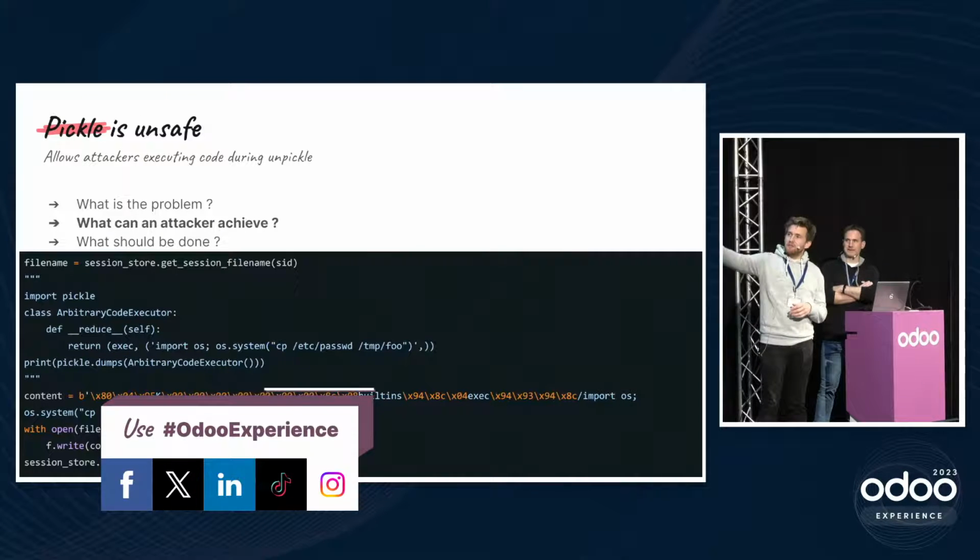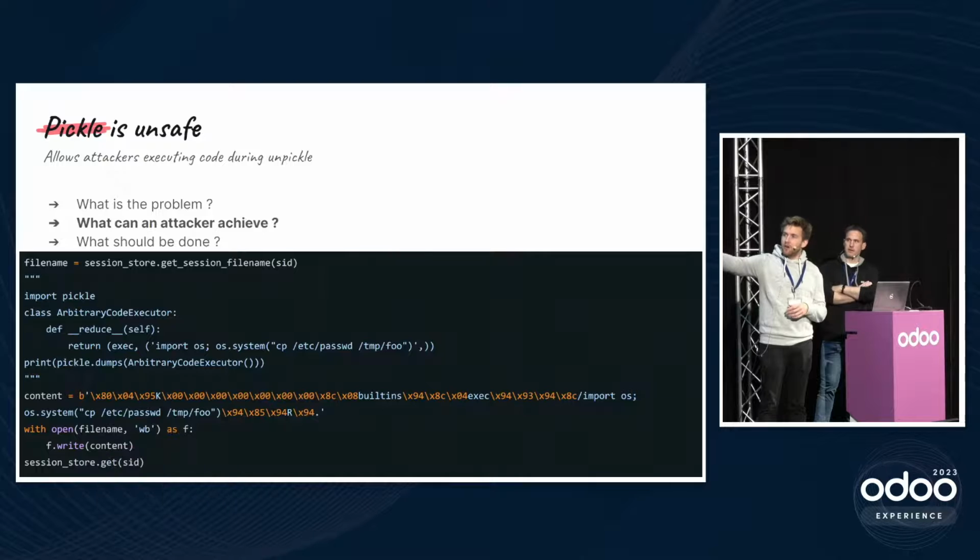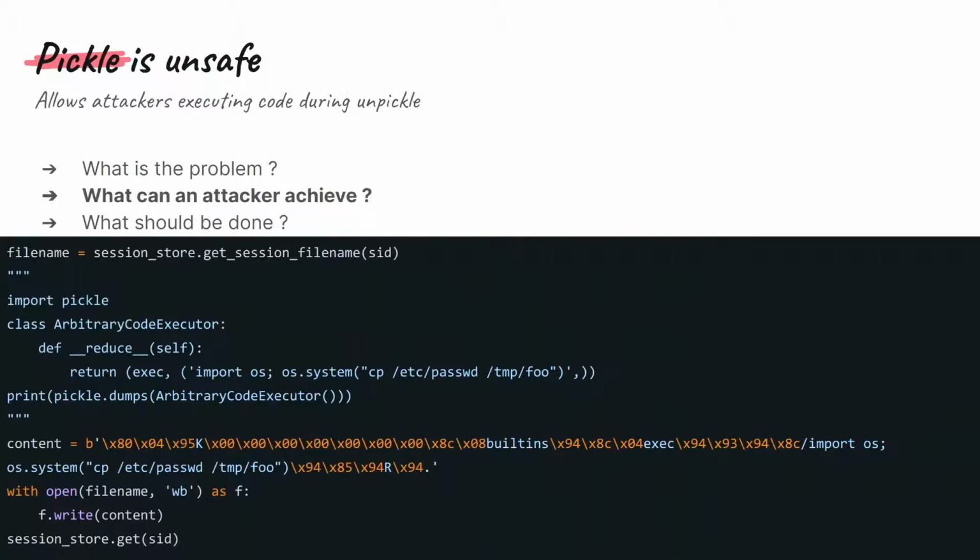But basically, we stored into a pickle object a class which is executing code, importing OS, and executing a command on the machine. Then you store this into the session, and while unpickling the session, so when you access your Odoo database, it will unpickle the session and then execute the code.